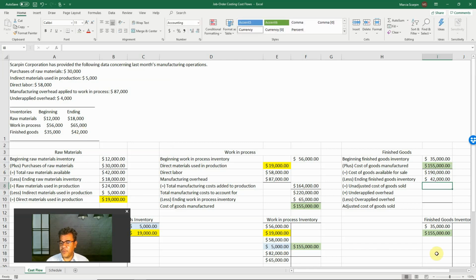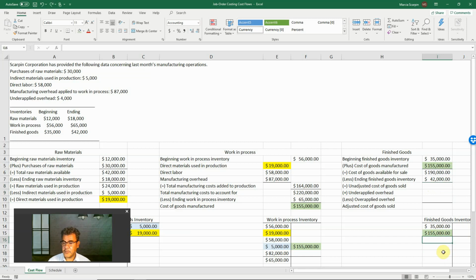So ending inventory 42. Here, let's draw our line. It would be our cost of goods sold if we have no under or over applied overhead. So here, 190 less 42. However, we have some under applied overhead. And here we have a problem.